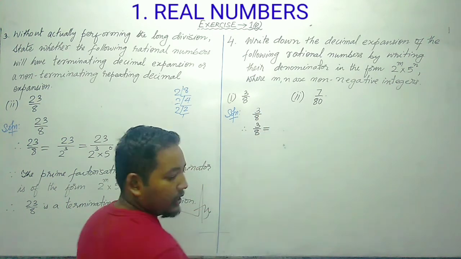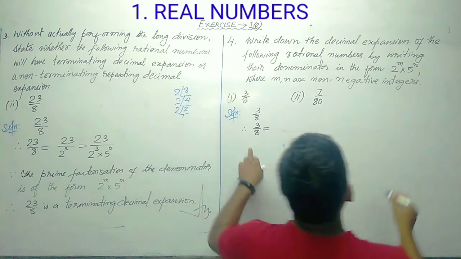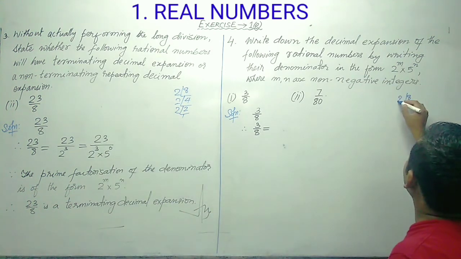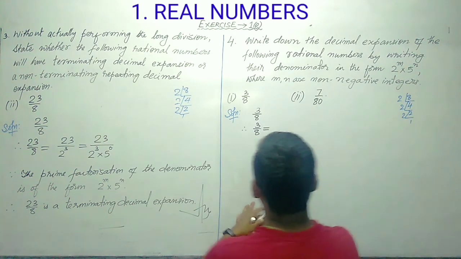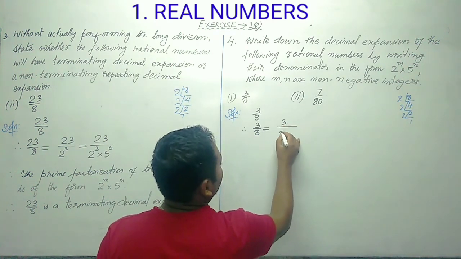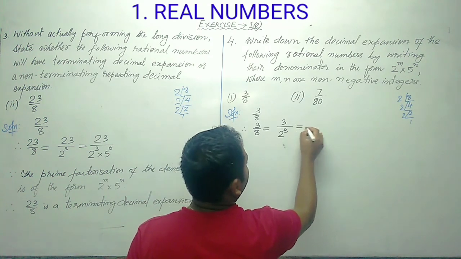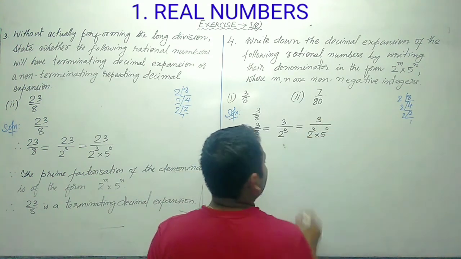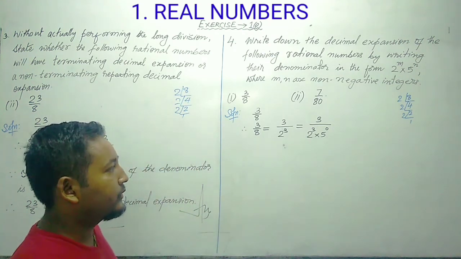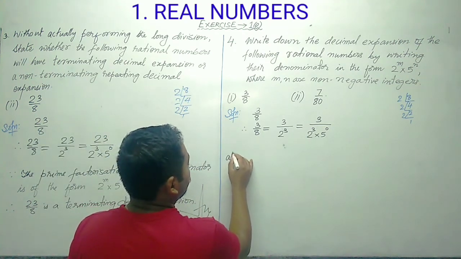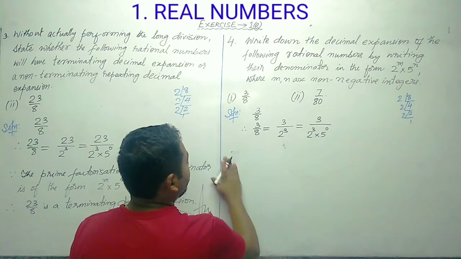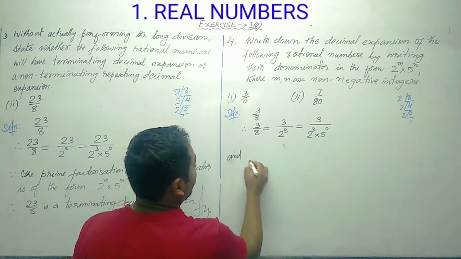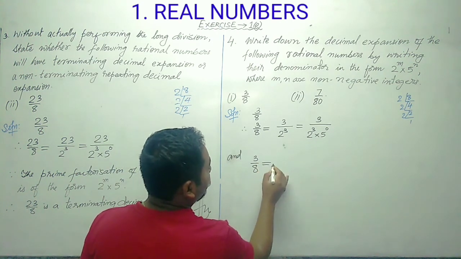Therefore 3 by 8, first let us find the prime factors of 8. 2 4s are 8, 2 2s are 4, 2 1s are 2. So you can write down 3 by 2 cube, which can also be written as 3 by 2 cube into 5 to the power 0. Fine. Also, 3 by 8 equals, so let us divide.